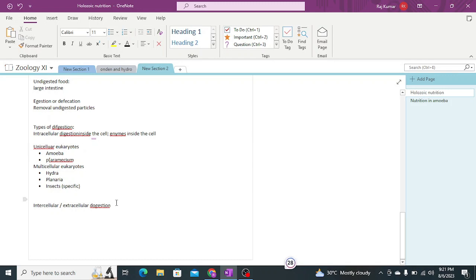After which, extracellular digestion is a digestion outside the cell, and the enzymes are also produced outside the cell.